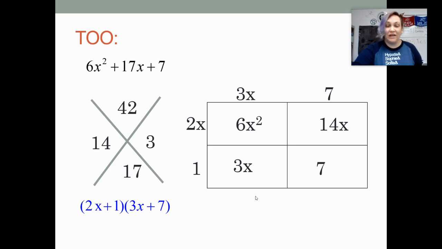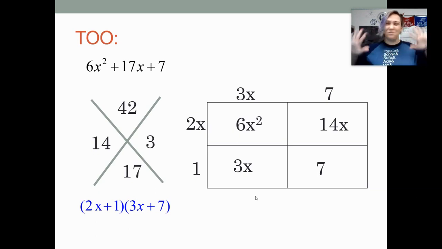Okay, so again, it doesn't matter what order the parentheses are in. What matters is what's inside the parentheses. So one of your parentheses should have a 2x plus 1. And again, that could also be along the left side or across the top, depending on where you put the 14x and where you put the 3x. And then in my other parentheses, you should have a 3x plus 7.